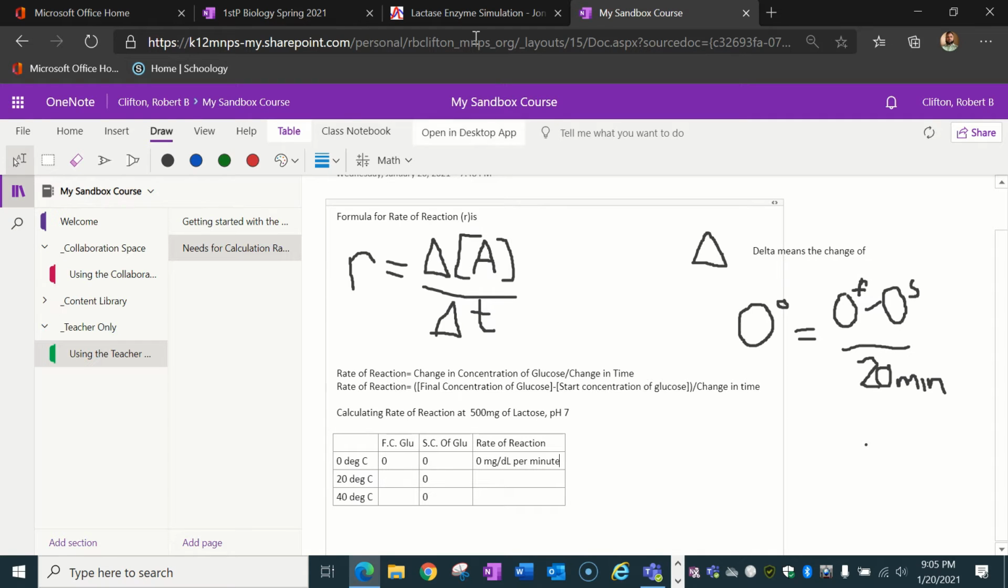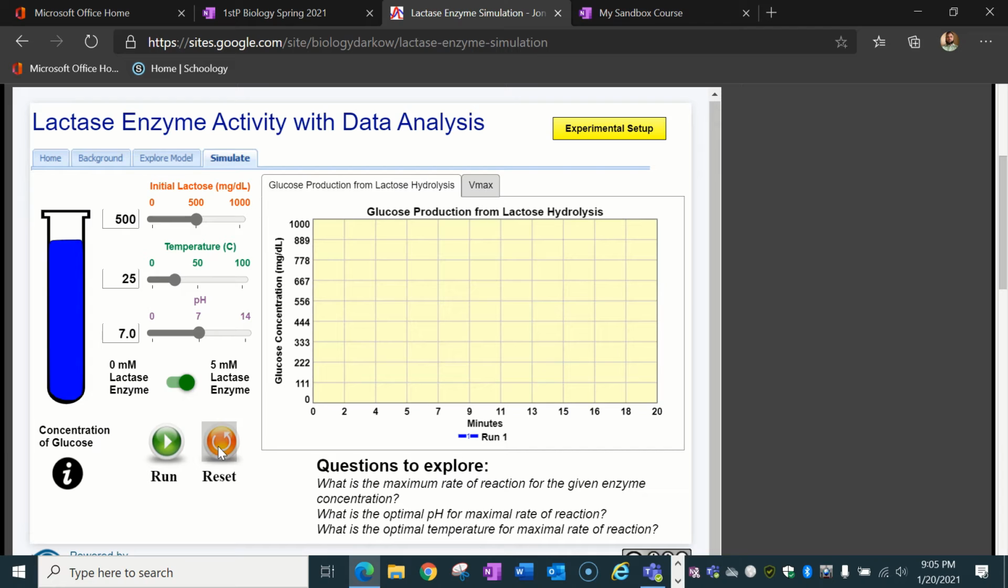Now let's go back and restart this. We're going to hit restart or reset, and let's change our temperature to 20. You can actually just type over instead of dealing with the scrolling. So we're going to start at 20, with our starting concentration at 0, and then let's hit run. All right, so we're done after 20 minutes.